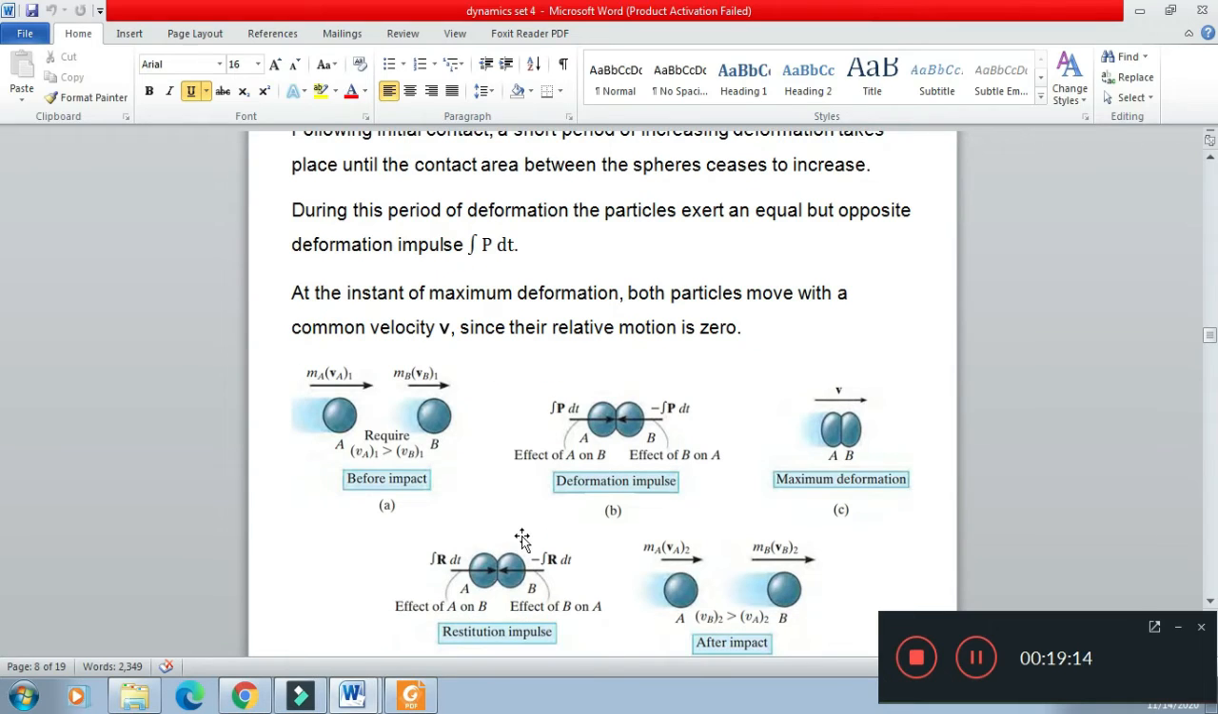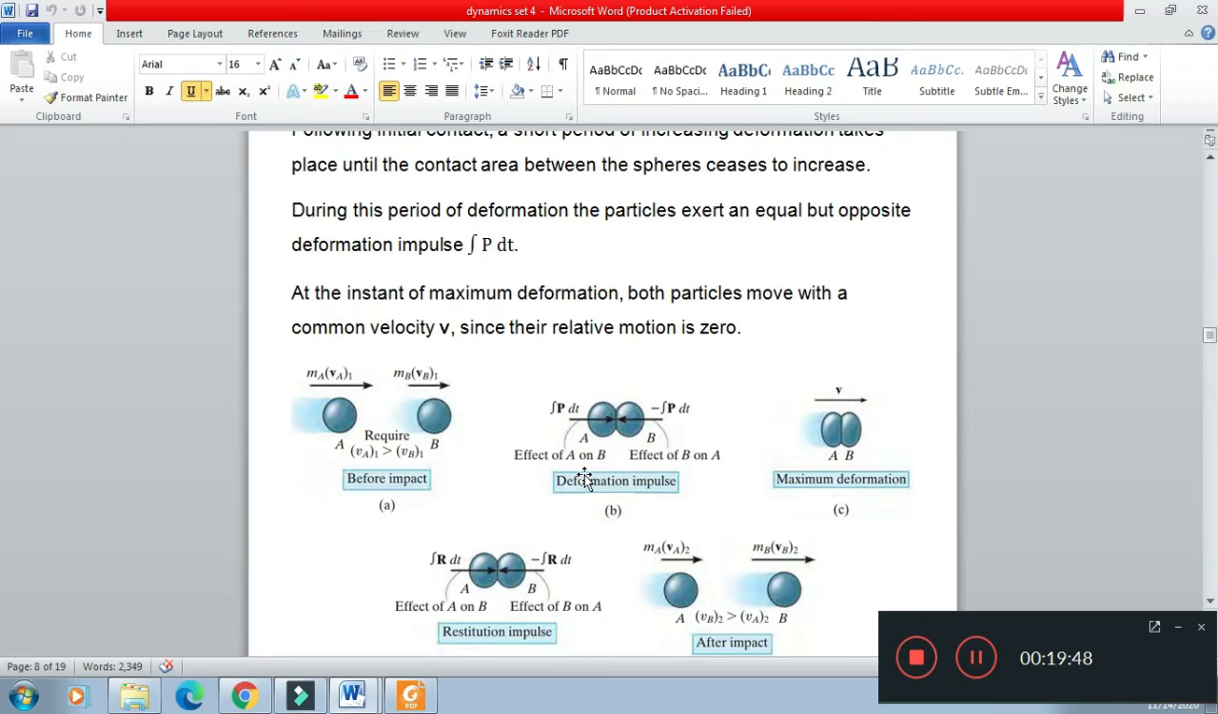In the second phase, the two balls come in contact. When they come in contact, they apply force to each other. The symbol of force in this figure is P. Particle A applies force on B and particle B applies force on A. The direction is opposite. Force multiplied by time dt gives the impulse.